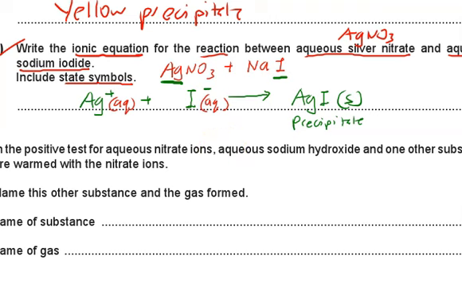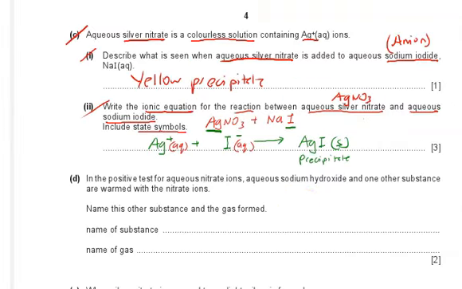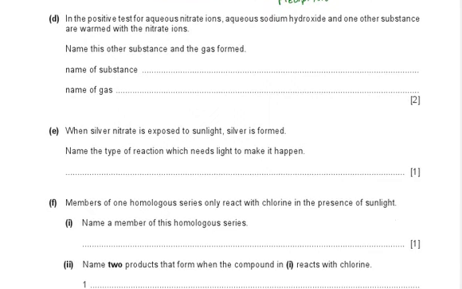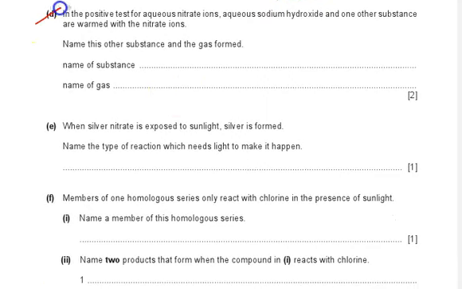Okay, so this is your equation. Now let us move to the next one. In the positive test for aqueous nitrate ions, aqueous sodium hydroxide and one other substance are warmed with the nitrate ions. Name this other substance and the gas formed. If there is a nitrate ion here, definitely there will be ammonia.